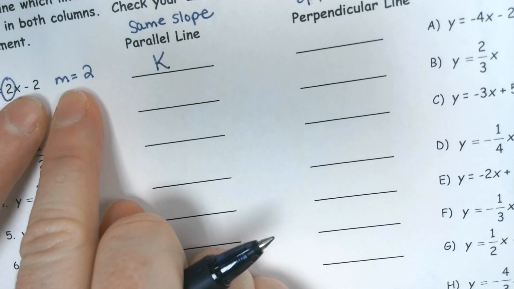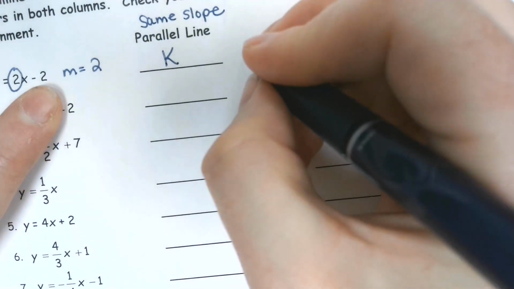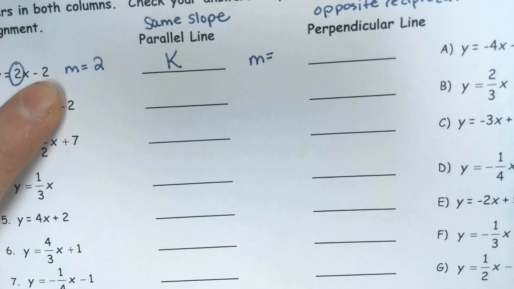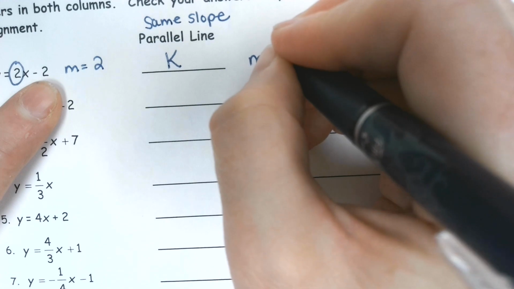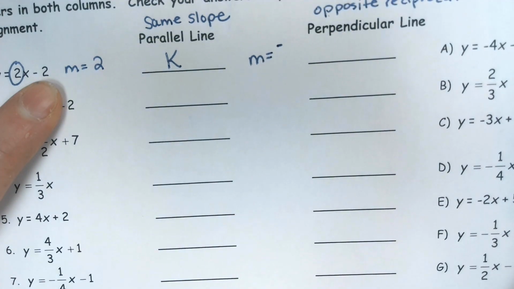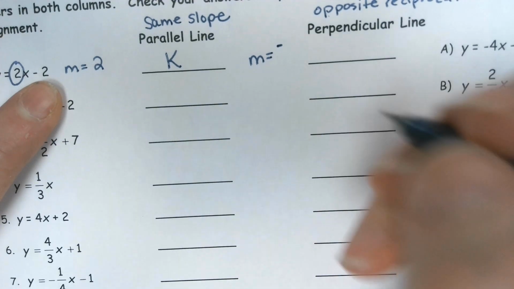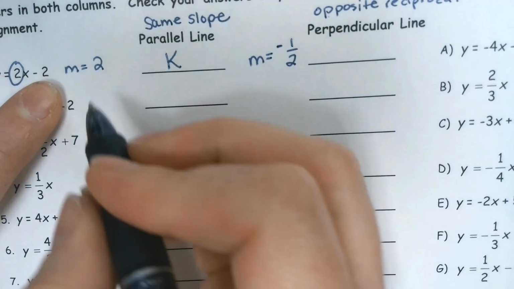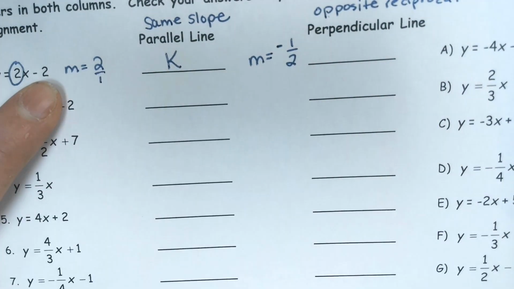Okay, so if this is my parallel slope, what is my perpendicular slope? Opposite reciprocal of 2. What would that be? Negative. You got to flip it. So it wouldn't be 2. What would it be? Negative 1 over 2. You got to flip it. Because even though this doesn't have anything, there's still an invisible 1 under it. So when you flip it, it becomes negative 1 over 2.